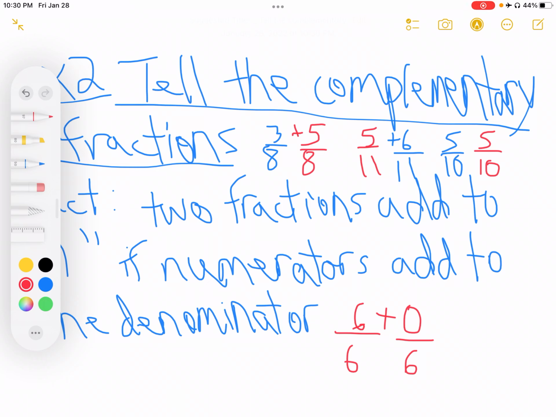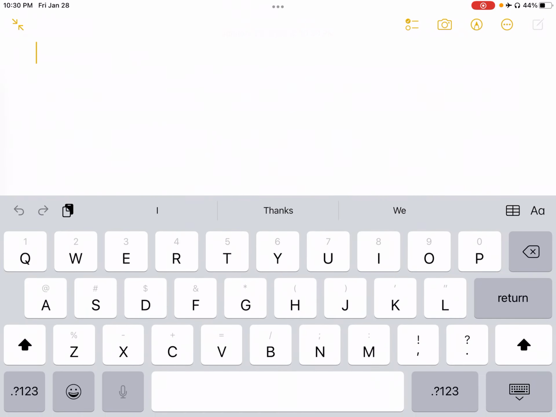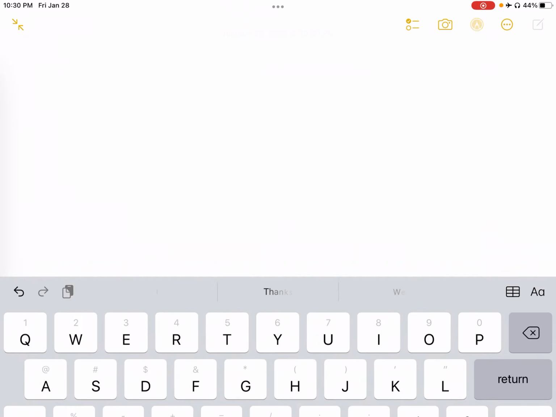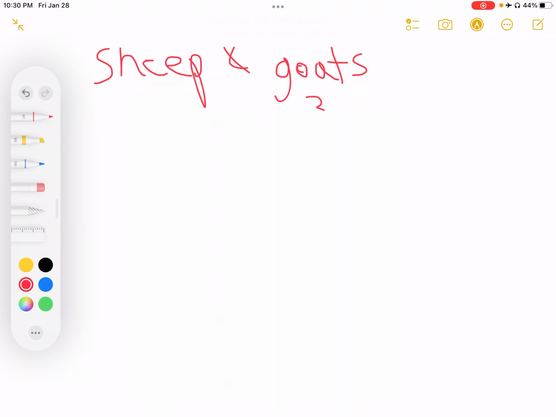Okay, and then in this example here, so let's go to the example. We have sheep and goats. In the example, it says John has sheep and goats. So he has sheep and goats. And then it says 3/7 are goats. Okay, and we'll use G for that.